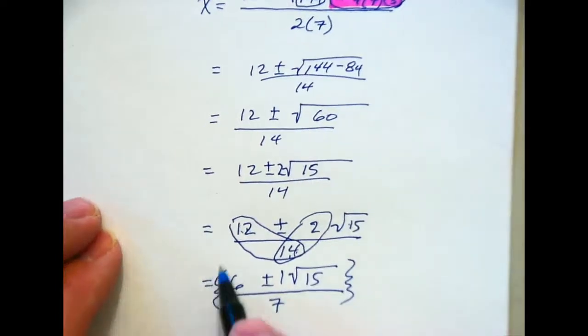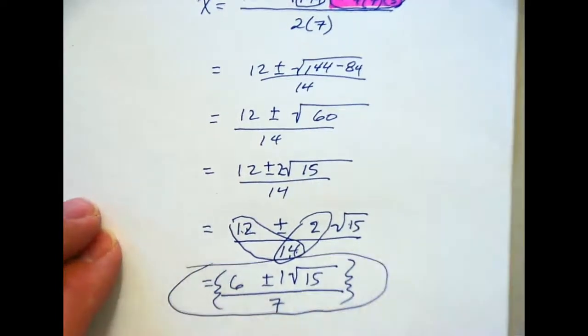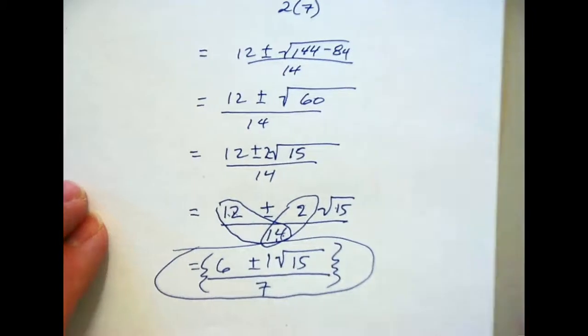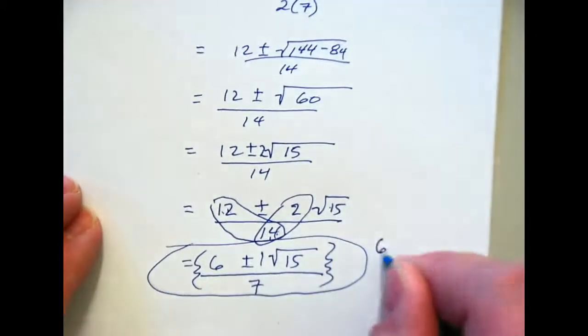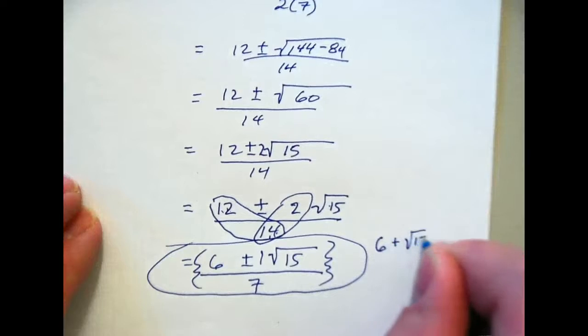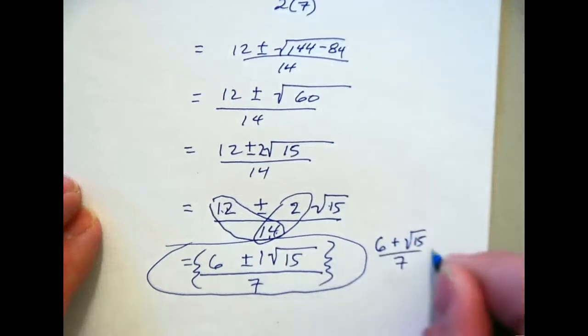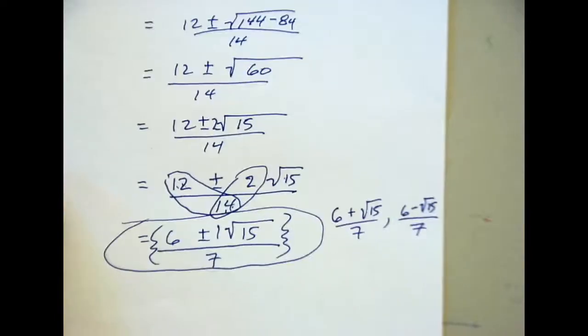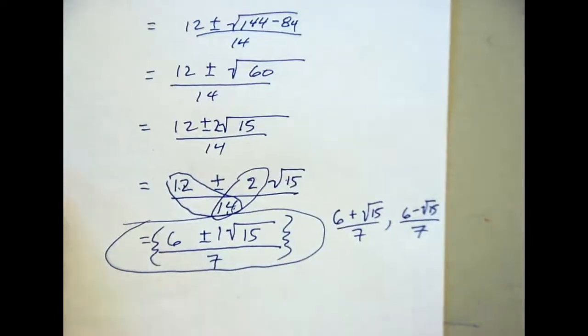Remember, that's made up of 2 different solutions still. Right? That's how we report our answer. The actual solutions here, 6 plus root 15 over 7 and 6 minus root 15 over 7. Those are the actual two solutions that are reported there. So these would be your x-intercepts or your roots or your zeros.